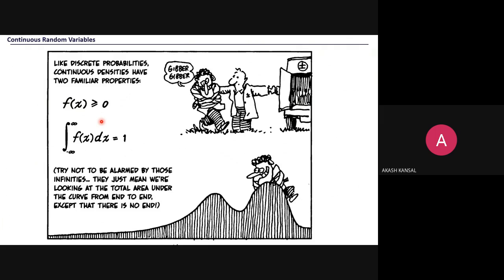Moreover, if we take an integral of the probability density curve from minus infinity to infinity, it's going to give me 1, because the sum of the probabilities is 1, as we already discussed. And f(x) dx is the area under the curve from minus infinity to plus infinity, which is going to be 1, the sum of the probability.